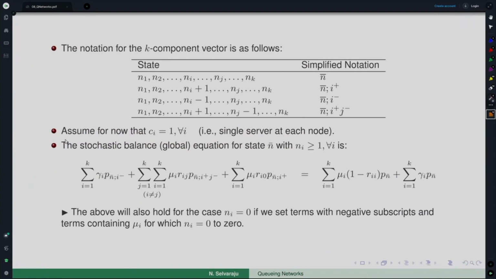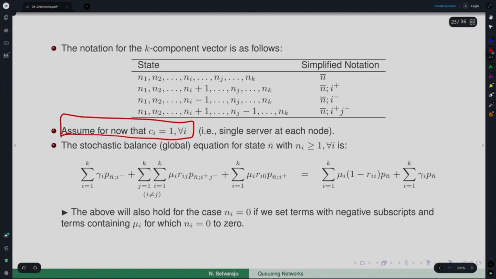Now, for ease of writing, the vector n1, n2 up to nk, we denote by n bar as the notation. In this n bar, n bar i plus denotes that the ith element is ni plus 1, and similarly n bar i minus means the ith element is ni minus 1, and n bar i plus j minus means the ith element is plus 1 and the jth element is minus 1.